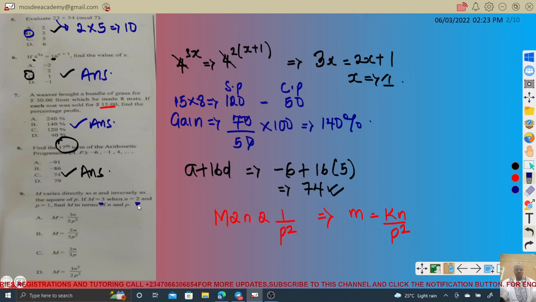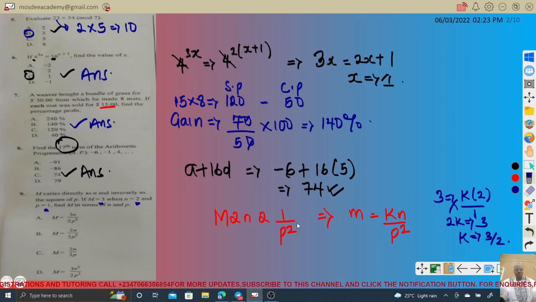Here m is 3, n is 2. When m is 3 and n is 2, direct substitution gives 3 equals kn, which is 2, then p is 1, and 1 raised to power 2 is still 1. On simplification, you can see 2k equals 3. After I have cross multiplied, k is 3/2.